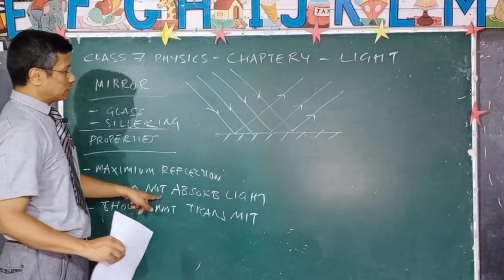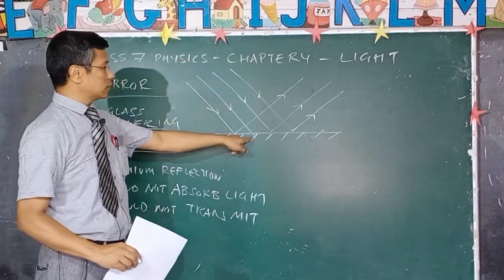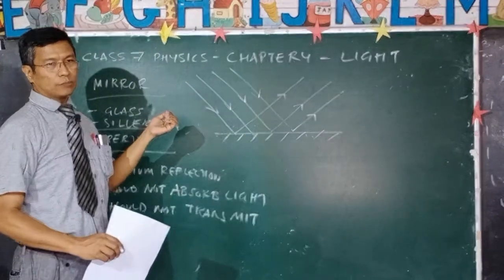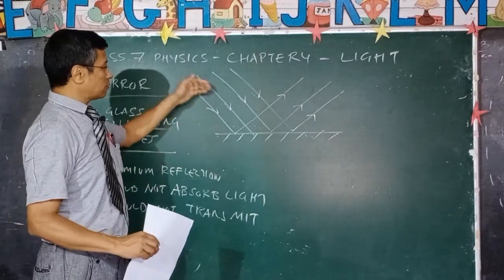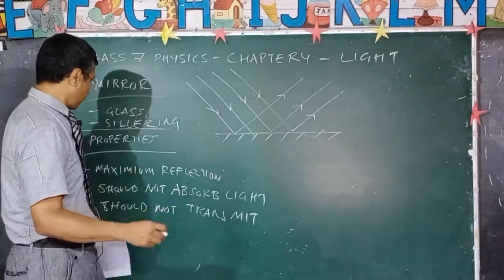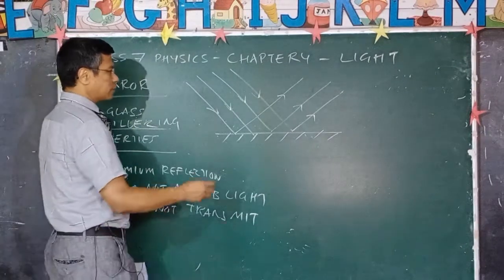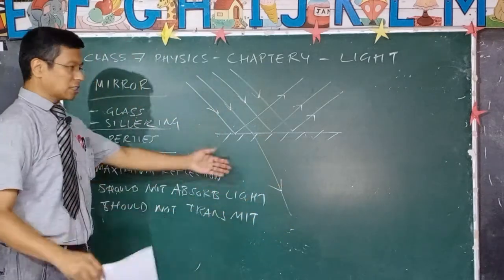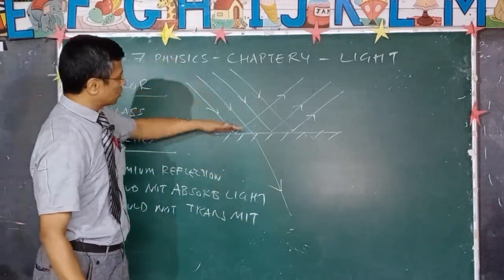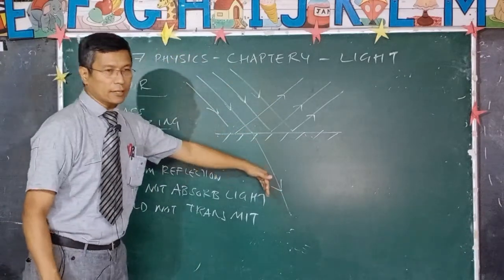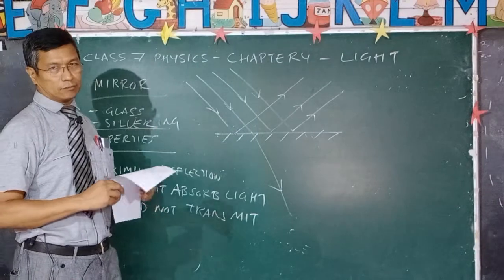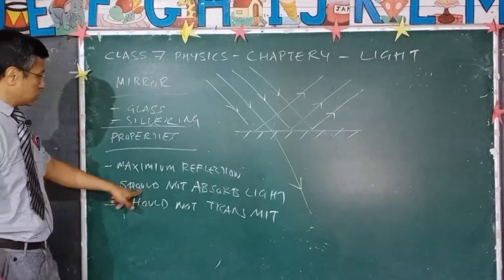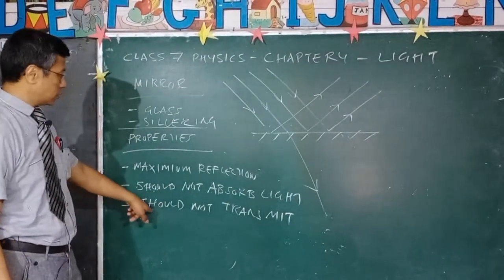Secondly, it should not absorb light. That means the ray of light, when it strikes the surface, should get reflected and not get absorbed. But if the majority of the light gets absorbed, then there's a problem. The image will be dull. But if some of them get absorbed, it's not a very big problem. The last one is, it should not get transmitted. Transmitted means the ray of light, when it strikes the surface, passes through the mirror; this is called transmission. So if the ray of light is not getting reflected and is passing through the mirror and getting transmitted, again the image will be dull. So for a good mirror, there should be maximum reflection, it should not absorb the light, and it should not transmit the light.